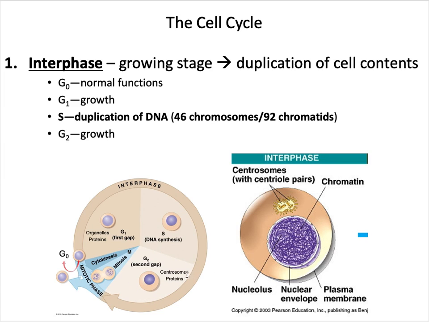And then we're going to make some more proteins, and then we are ready for mitosis. Mitosis is actually when the cell is dividing, and cytokinesis is when the cytoplasm is dividing. And then here, G0 is just when the cell is carrying out its normal functions, when it's not about to divide, getting ready to divide, or dividing.